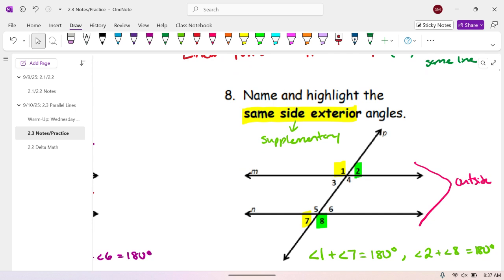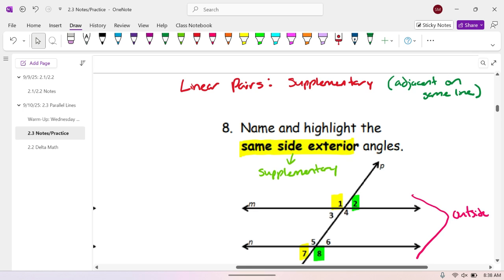So any angles where one's on the inside and one's on the outside, or they're both inside but next to each other, or both outside but next to each other, those are your linear pairs. I'm bringing it up just so you don't forget that they exist.